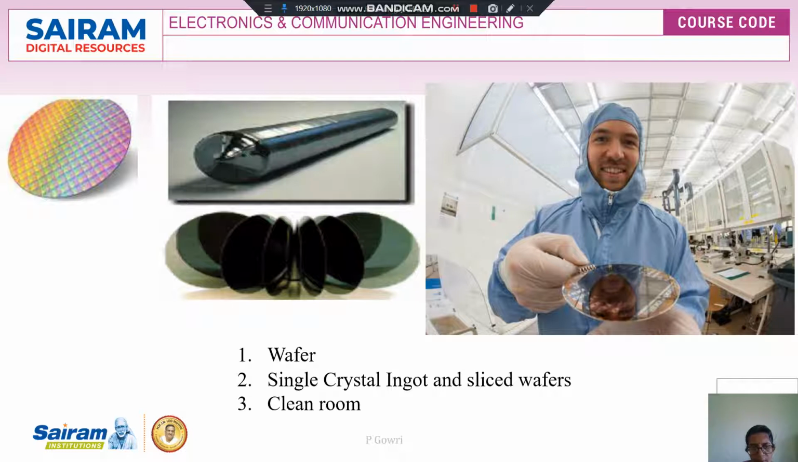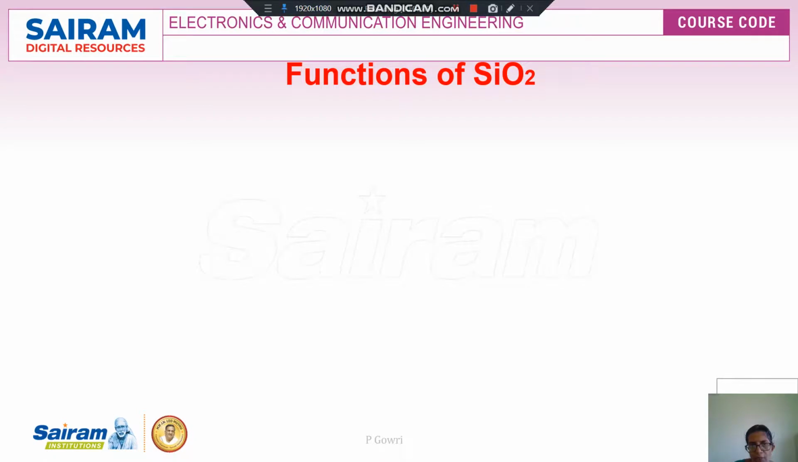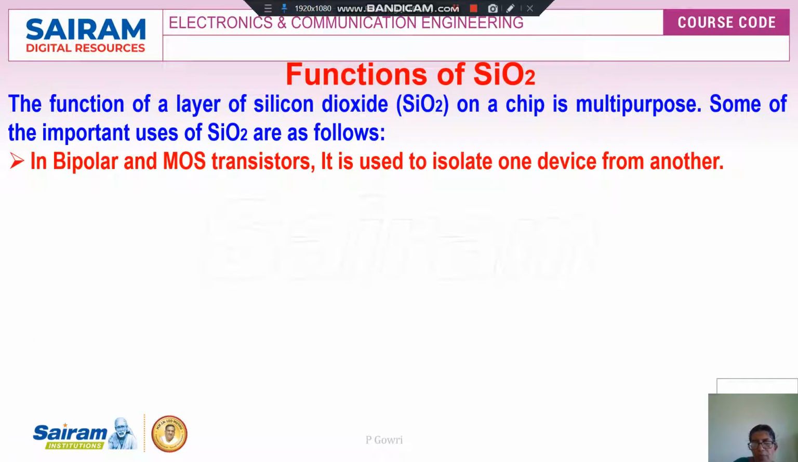Here the first diagram gives the wafer and the second one is an ingot which can be sliced into different wafers. All the processes carried out in fabrication should be in a clean room. So this third image gives the clean room which is used for our fabrication process.